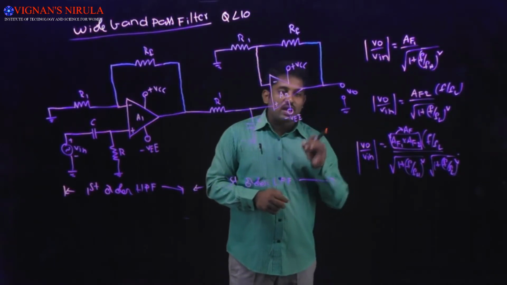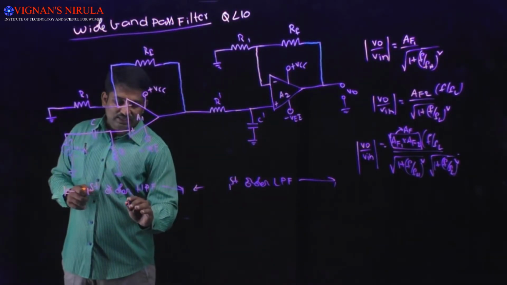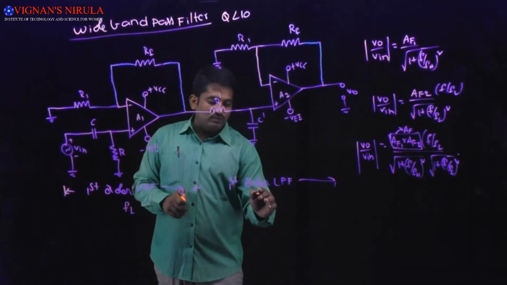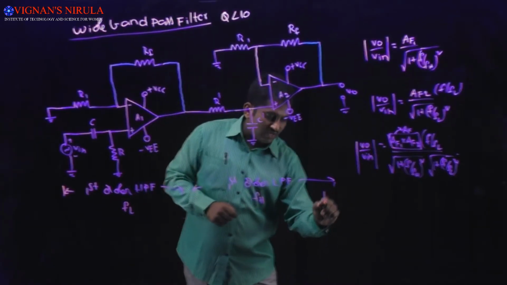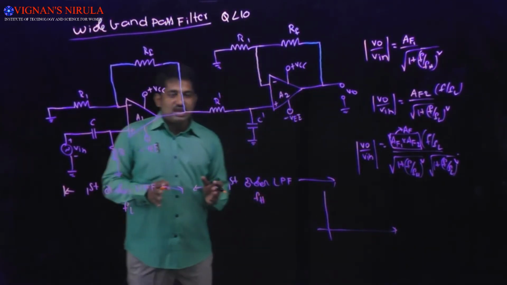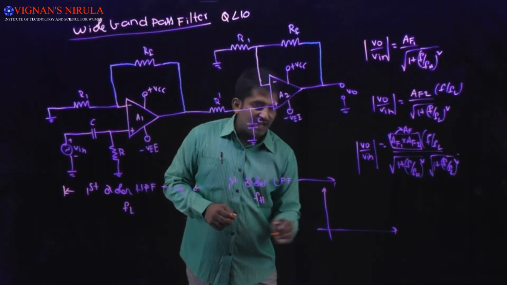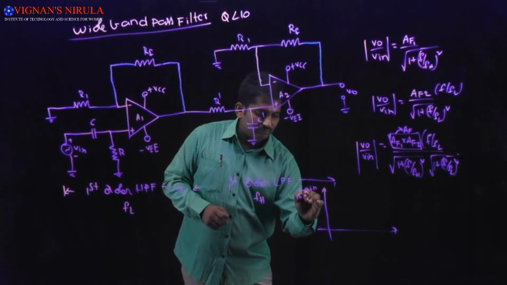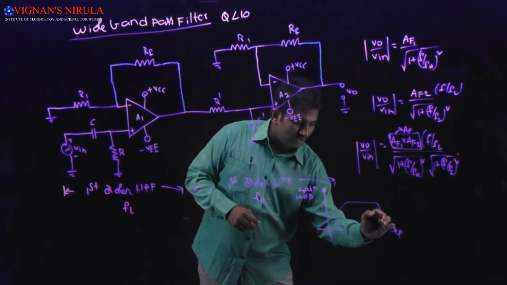And one more thing you have to observe in this case is that for the high pass filter we are calculating the lower cutoff frequency, whereas in the case of the low pass filter we are calculating the higher cutoff frequency. So whenever you are representing the frequency response of the wide band pass filter, always FH should be greater than FL. So here I am going to represent the frequency response by using gain in dB versus frequency.